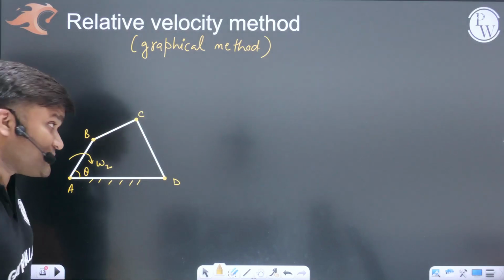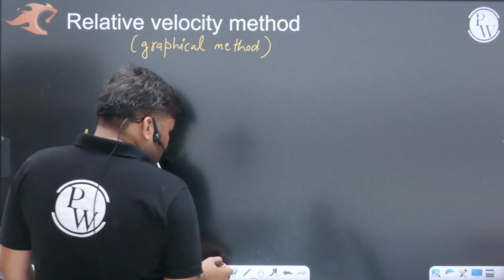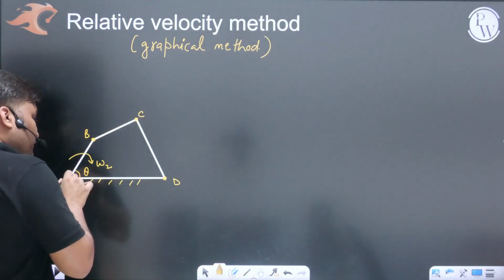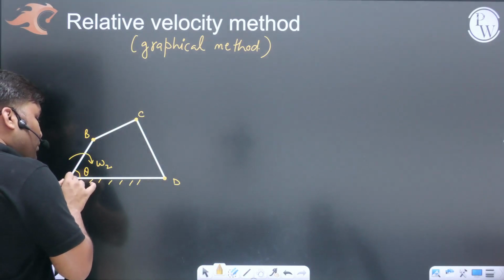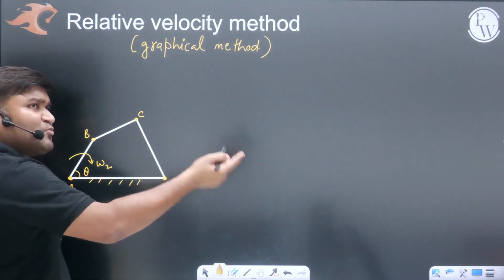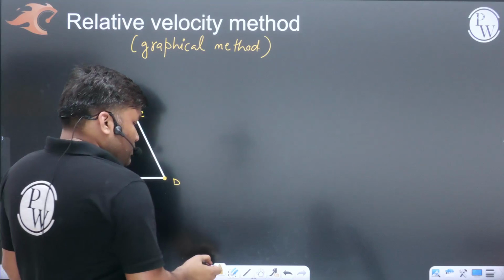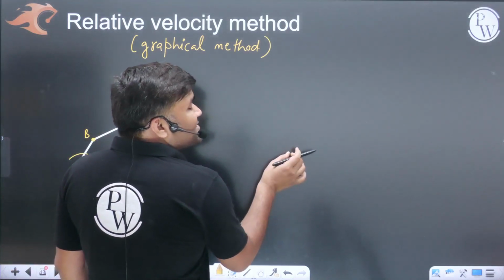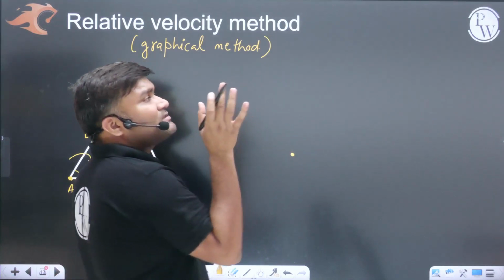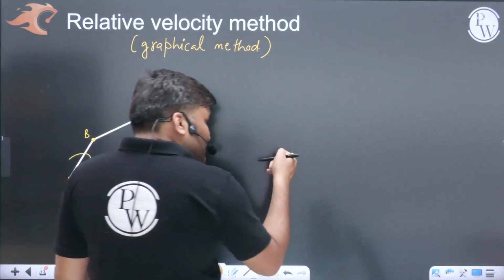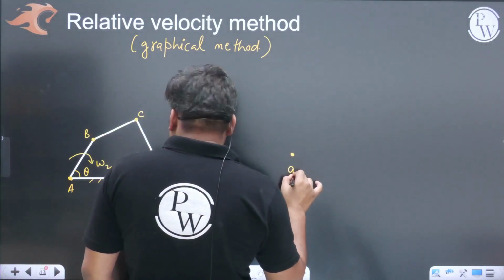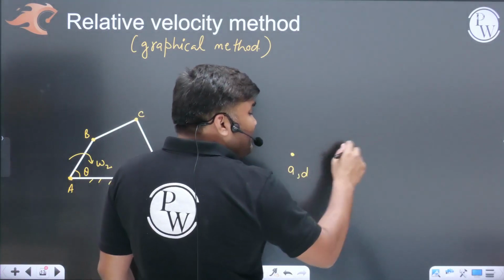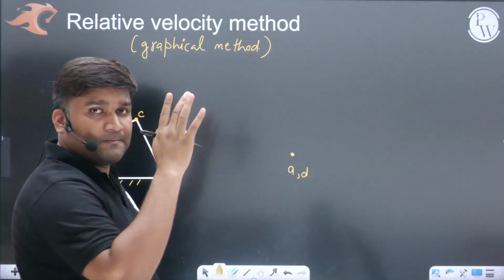How do we draw the velocity diagram beta? Sir, sabse pehle all fixed points ko you are going to mark. This is point A, this is point D. These are fixed points. They are going to have zero velocity. Zero velocity ko you are going to represent by a point vector. This is a vector whose length is zero. Yahi mera point A hai. This is my point D. All the fixed points I have represented here only.